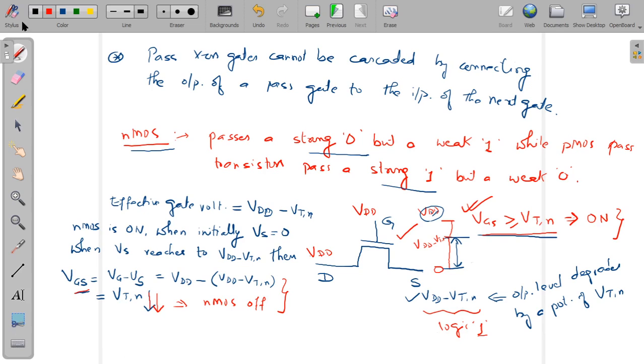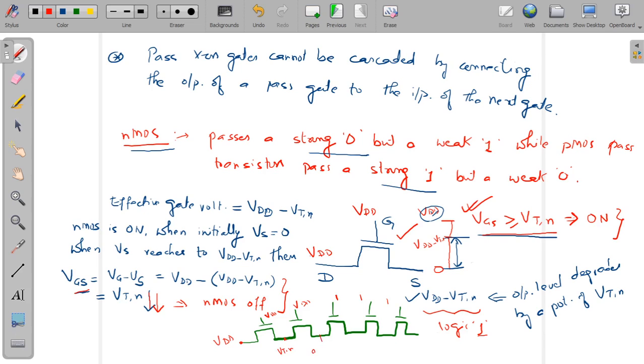What happens if we connect various stages? For example, this is one N MOSFET, this is M2, this is M3, this is M4, this is M5, and these are all connected like this in series. So what will happen in this case? Let's say all the gates are connected to VDD, logic 1 level, and the input is connected to logic 1 again, that is VDD. So here a voltage degradation of VTN will occur.